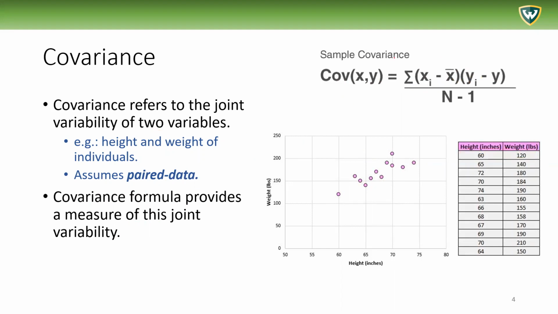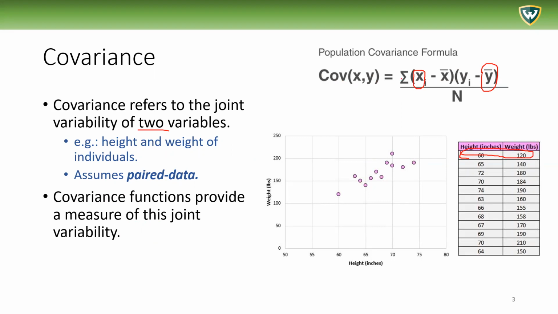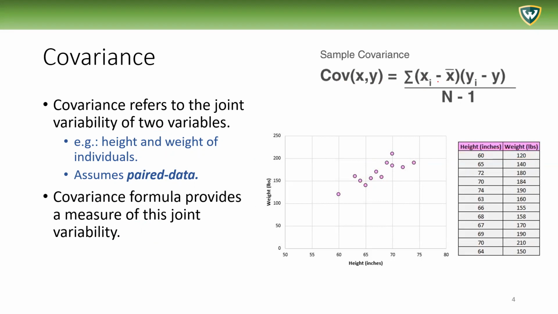This is the population covariance, for when you have actual population data. When you have sample data, it's the same idea, but there is this -1 here for the degrees of freedom, and that actually helps get accurate numbers.